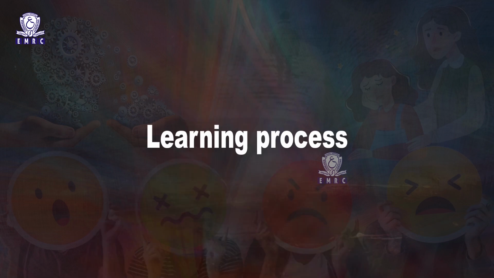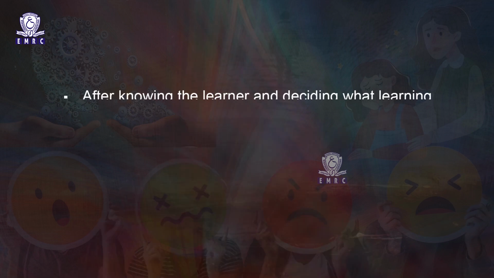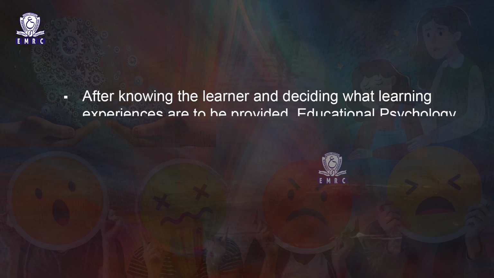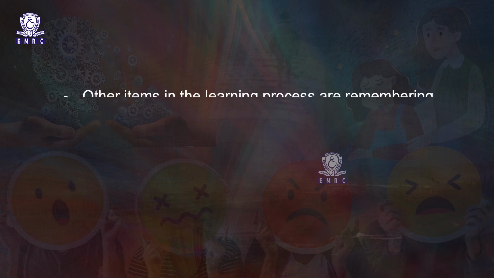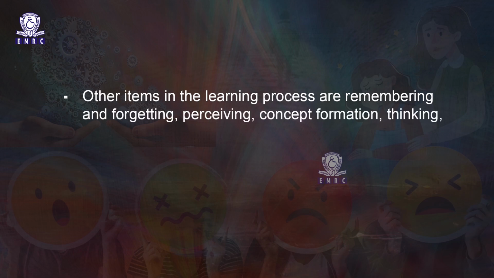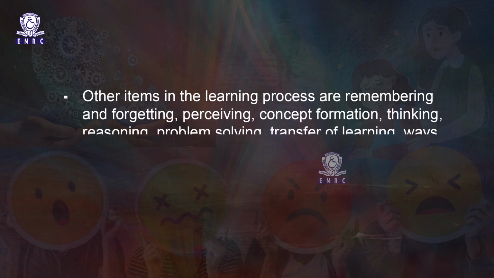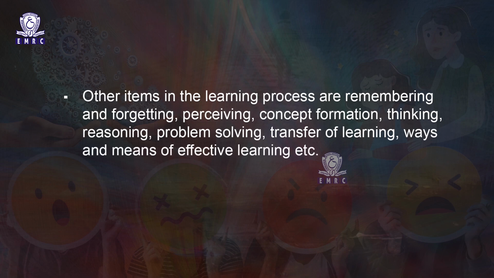Now next is the learning process. So after knowing the learner and deciding what learning experiences are to be provided, educational psychology moves on to the laws, principles and theories of learning. Other items in the learning process are remembering and forgetting, perceiving, concept formation, thinking, reasoning, problem solving, transfer of learning. Ways and means of effective learning of the learner are also seen.